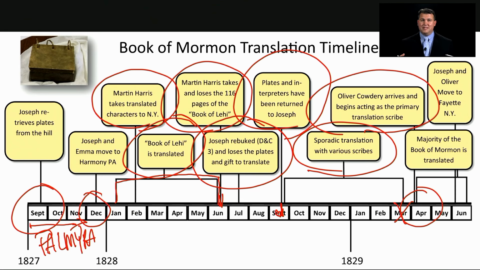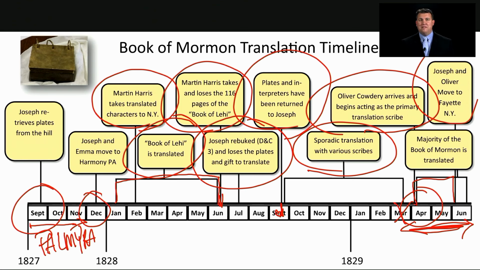Oliver Cowdery shows up, says he feels like he has a calling to help Joseph Smith. They start translating the next day. And the entire Book of Mormon, as we know it, is produced from roughly April until June of 1829. After 2 months translating in Harmony, persecution from Emma's family gets severe enough that they move to Fayette, New York, to a family that Oliver's familiar with, the Whitmer family.